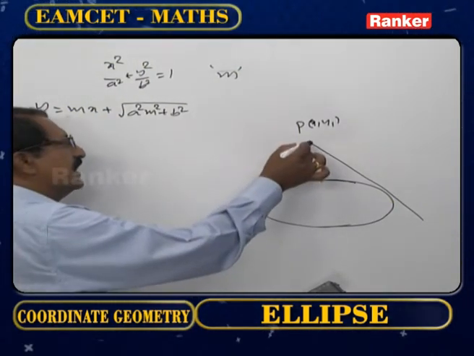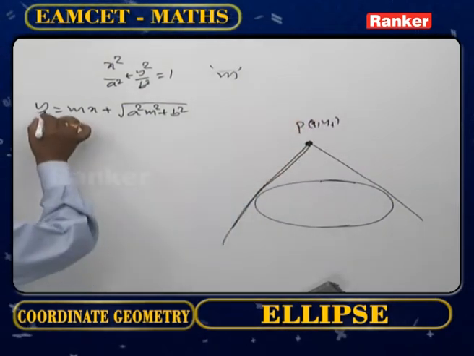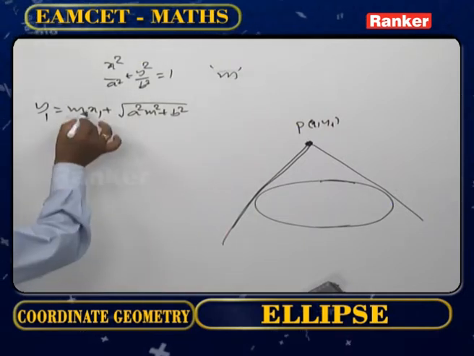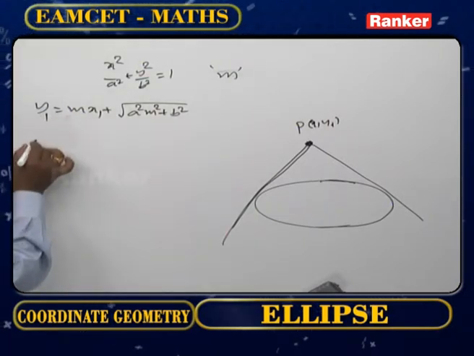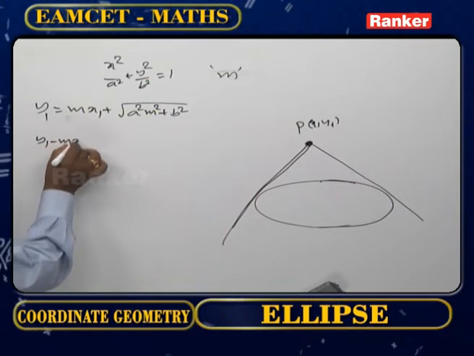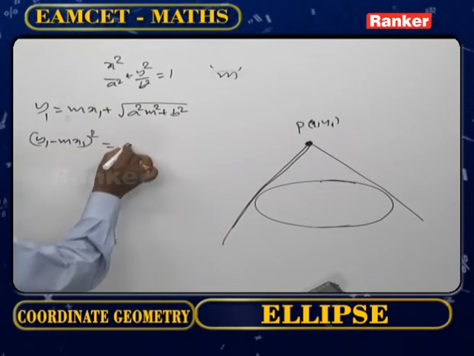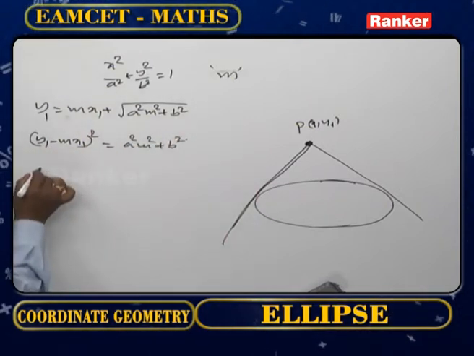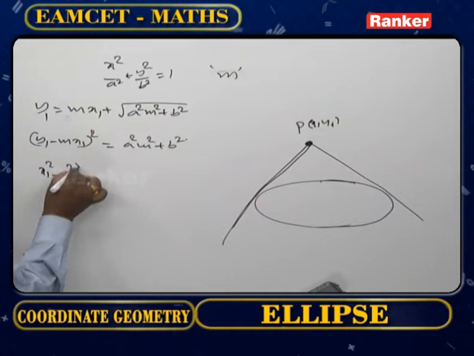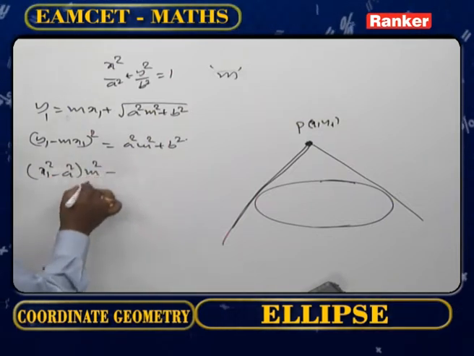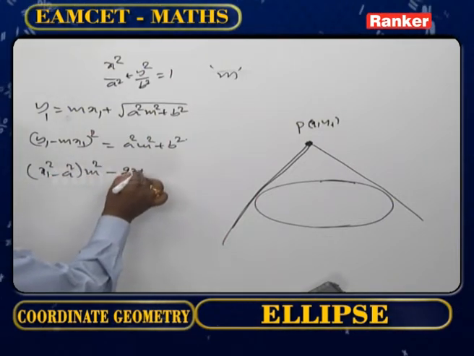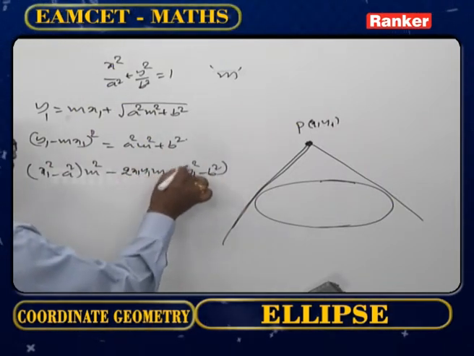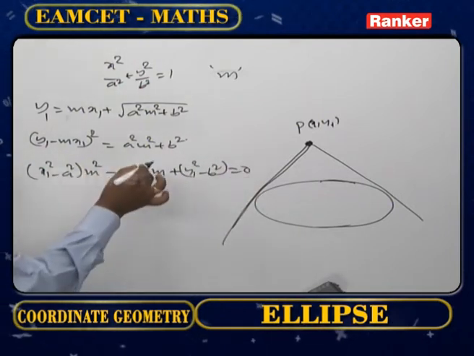But the tangents pass through (x1, y1), then y1 equals mx1 plus square root of a square m square plus b square. Now taking mx1 to the left side and squaring on both sides, (y1 minus mx1) whole square equals a square m square plus b square. Now simplifying completely, we get (x1 square minus a square) m square minus 2x1 y1 m plus y1 square minus b square equals 0. Now it is a quadratic equation in terms of m.